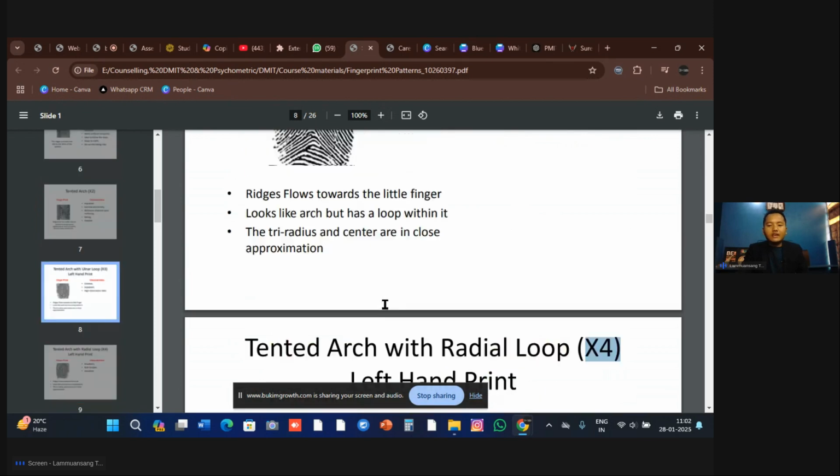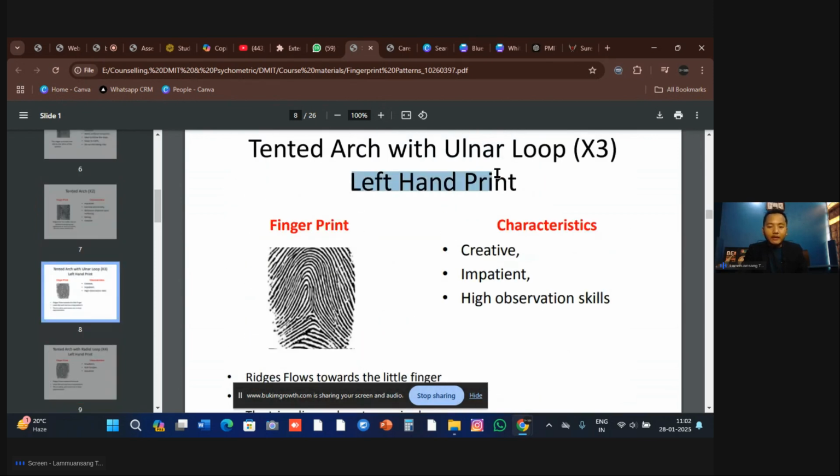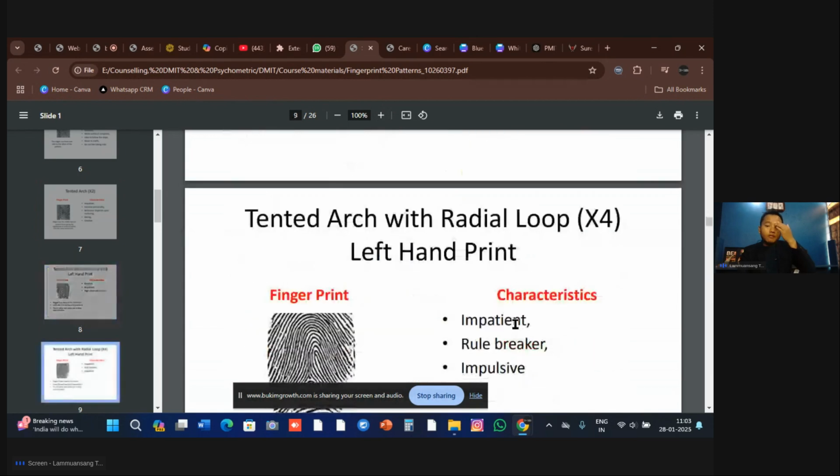When it comes to x3 and x4, you begin to see left hand print. Always remember, for x3 and x4, left hand print is written here. That means this is only for the left hand. You see the left hand, okay? And if the pattern is flowing this way, that means this is x3. But if it is the right hand, flowing this way, the same picture as this, this will become x4 for the right hand.